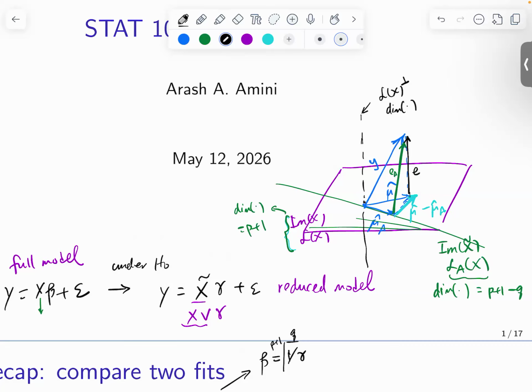So the dimension of the entire space is n. So these are vectors in R^n. So when you project y, which is in R^n in general, onto the image, which is p plus 1 dimensional, if you remove that component, you get E. So you lose p plus 1 dimensions, right? So the dimension of this plus the dimension of the L of X would add up to the full space. So this would be n minus p plus 1. So this is where E lives.